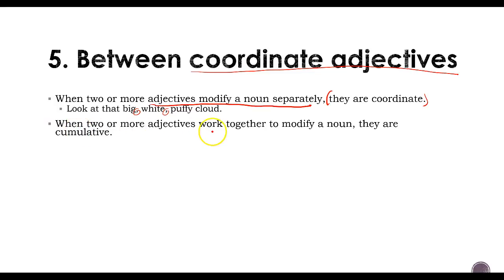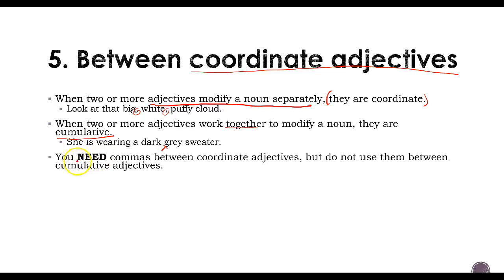So when 2 or more adjectives work together to modify a noun, they're cumulative adjectives. And with cumulative adjectives, no commas. She's wearing a dark gray sweater. So in this one, dark and gray are working together to modify sweater. So we don't put a comma here. If they were working independently, we would put commas in between, but dark and gray are sort of cumulative. They're building one off the other, so no comma in here. So here's the rule. You need commas between coordinate adjectives, but do not use them between cumulative adjectives.